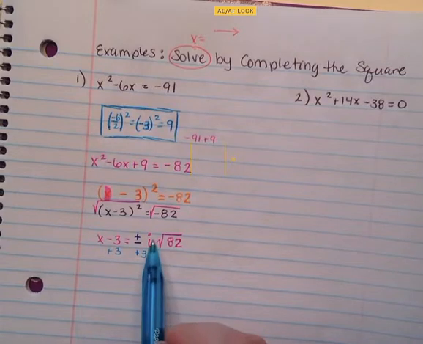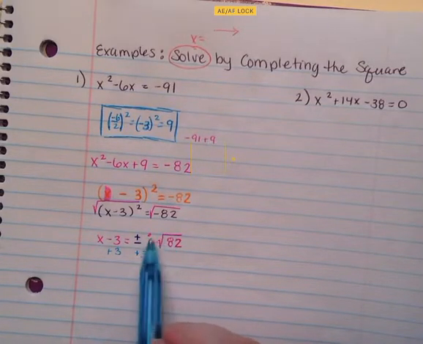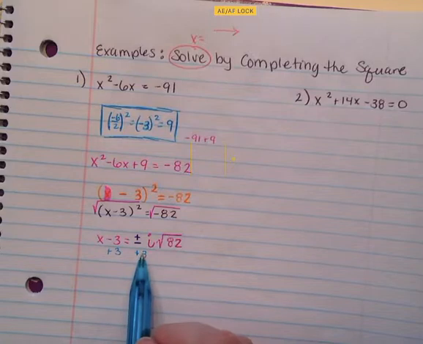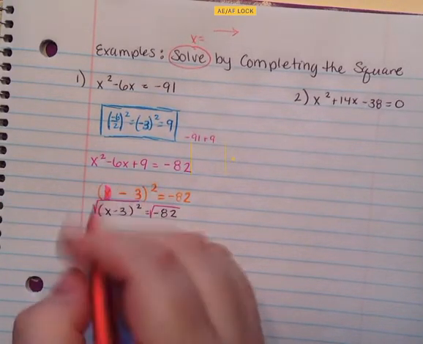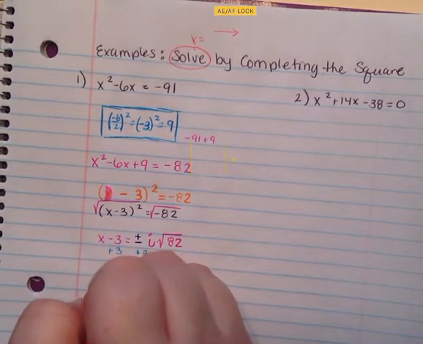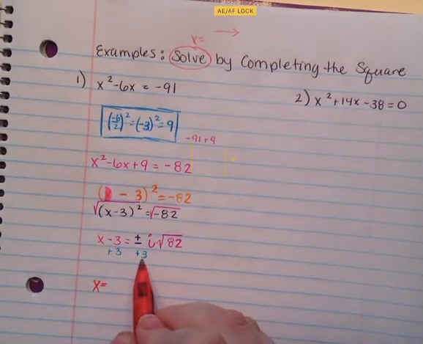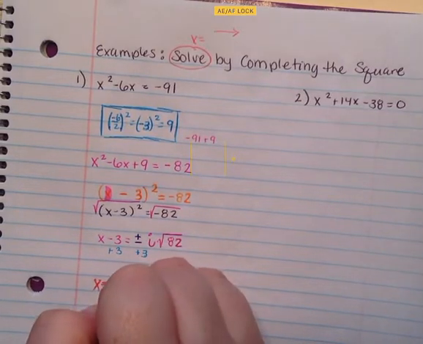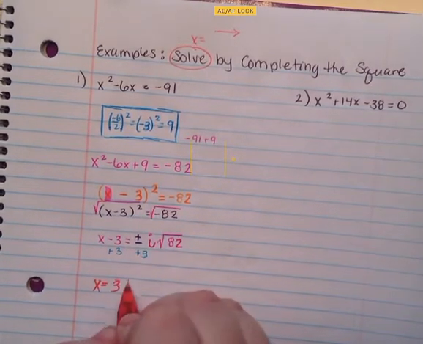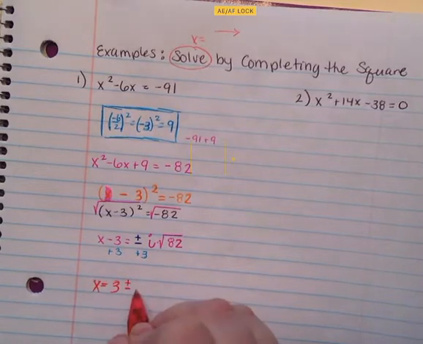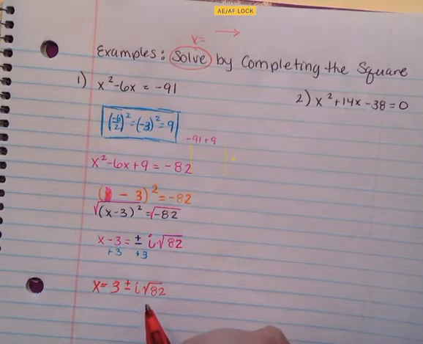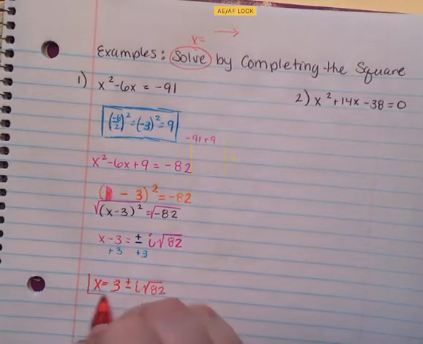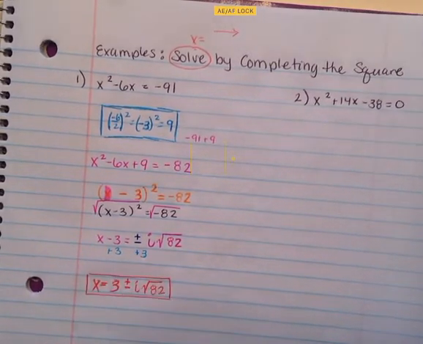Now, because we have an irrational but also an imaginary number here, we want to keep our real rational number always in the front. So our answer will be x equals, we have a positive 3, our real rational number will be in the front. Then we'll have plus or minus, then we'll put i square root of 82. And this is our answer. Three plus or minus i square root of 82.